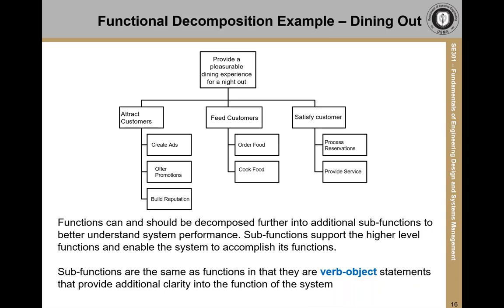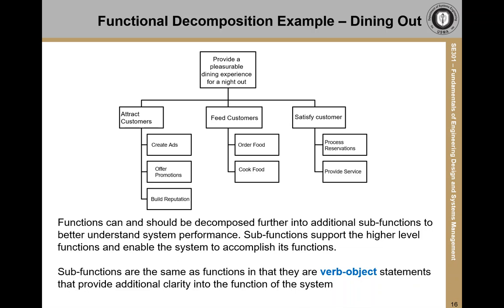When we talk about attract the customers, what does that mean? Well, I came up with three different ways we can attract customers. We can create ads: put ads in newspapers, online, TV advertisements, what have you. We can offer promotions, like buy one get one free, or happy hour deals that restaurants like to run. And finally, build their reputation. You can attract customers by building your reputation and increasing your Yelp rating, which might help attract customers.